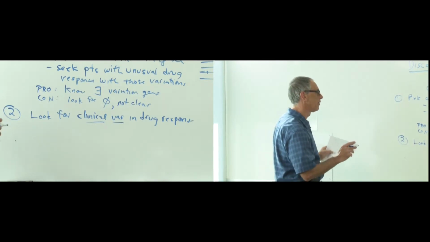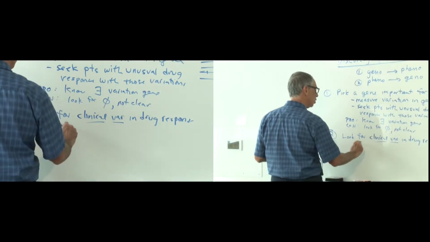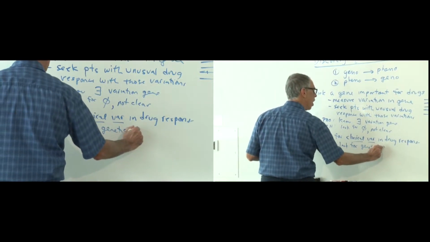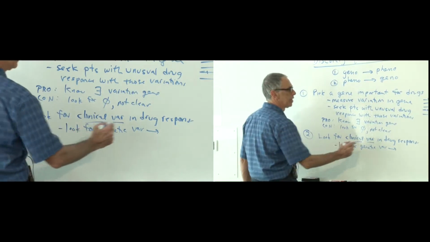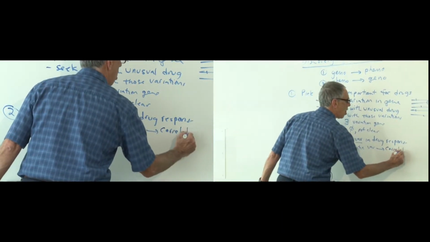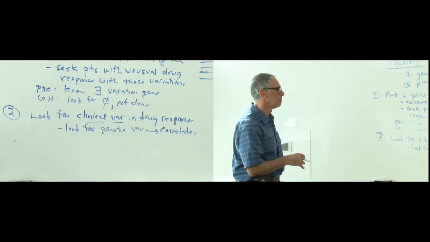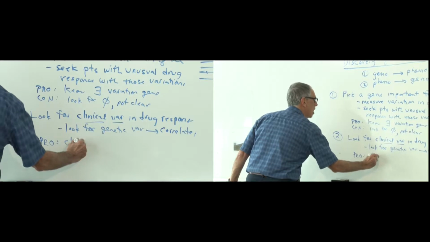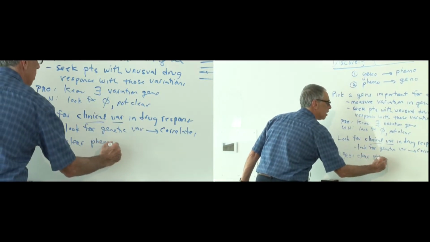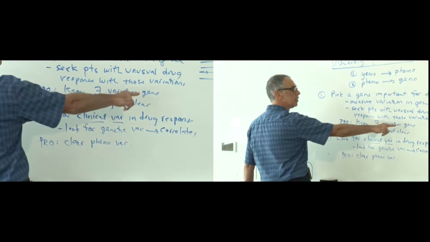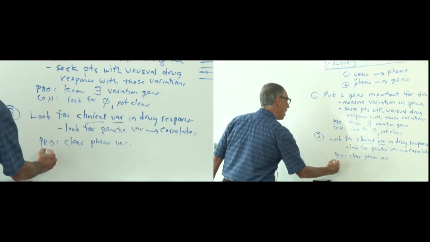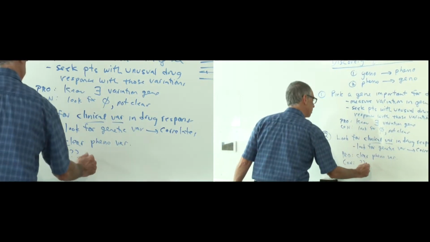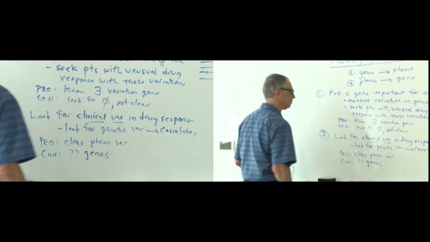So when you find the clinical variability, you now look for genes, look for genetic variation that correlates with this clinical variation. It's kind of the opposite problem. The pro is that you have clear phenotypic variability, whereas here you had clear genetic variability. The con is you're not sure which genes to look for. So I'm just going to say question mark, which genes.